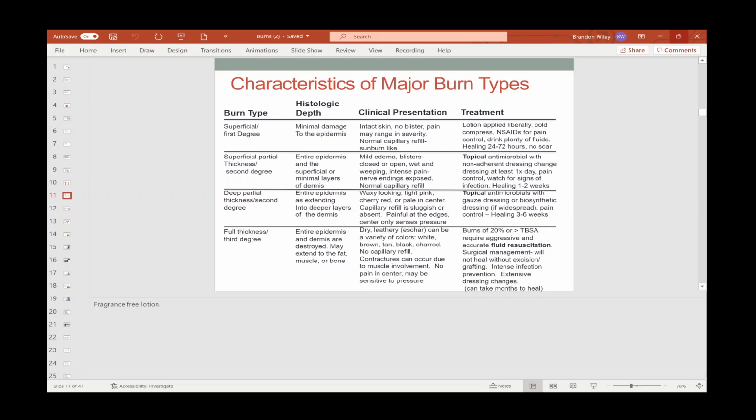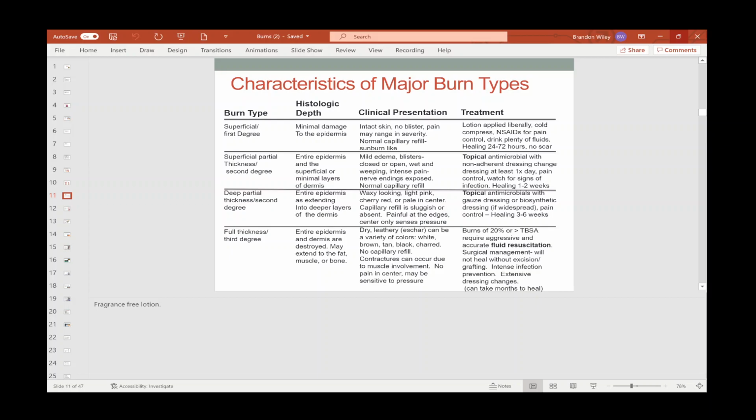Now, you might hear in some places that there is a fourth. And by fourth, they're really just meaning that it's the bone. You're just seeing the bone. But really, if you've gone through the subcutaneous tissue, you're looking at some muscle. And that's pretty extensive. But you may hear some people say a fourth degree. And a fourth degree is past that subcutaneous tissue into the muscle, tendons, and bone.